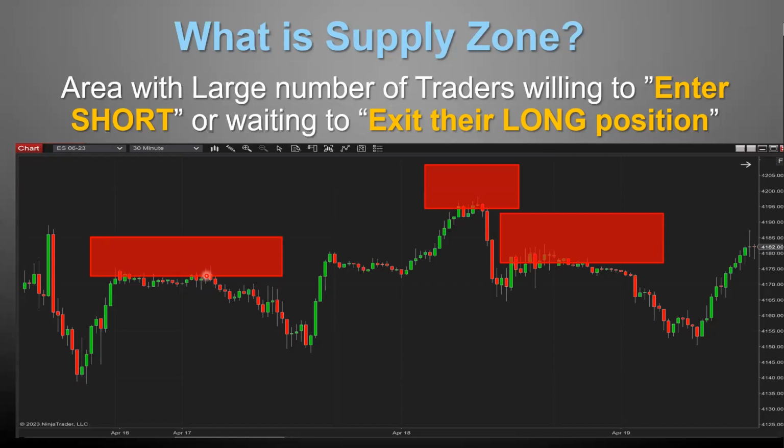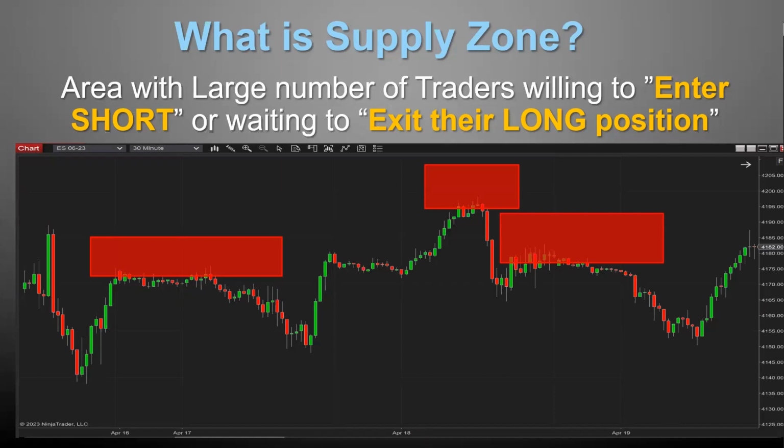An area with a large number of traders willing to enter short. Again, institutions use these advanced algorithms. They're going to calculate the price to exit those trades or get in short. They're ready to sell at that level once it's hit, until the required contracts are all distributed, which is why we call it the distribution zone. They're willing to sell those off until all those are complete.